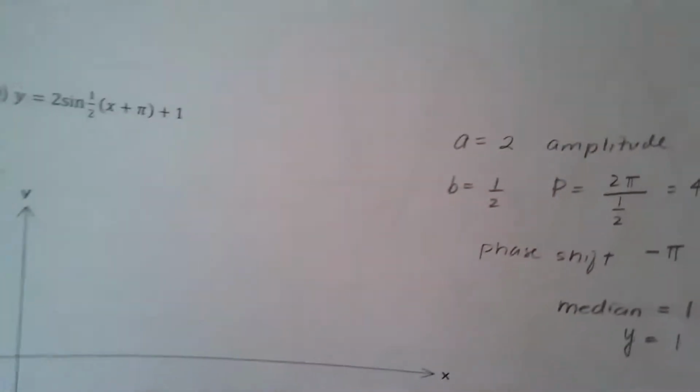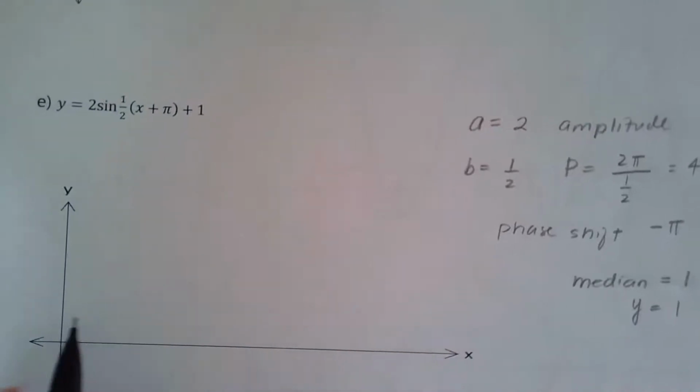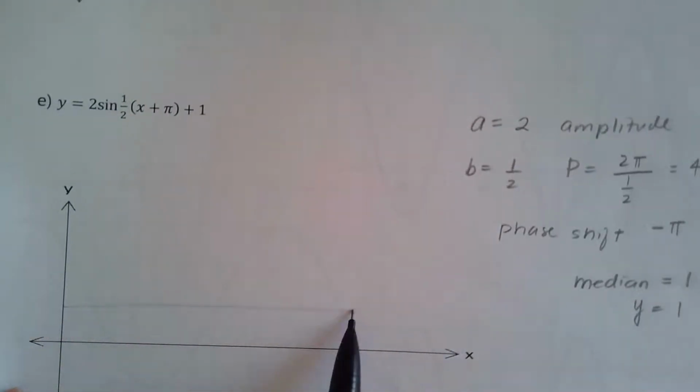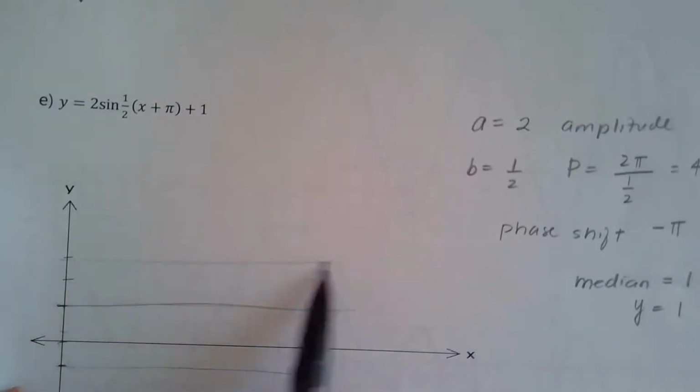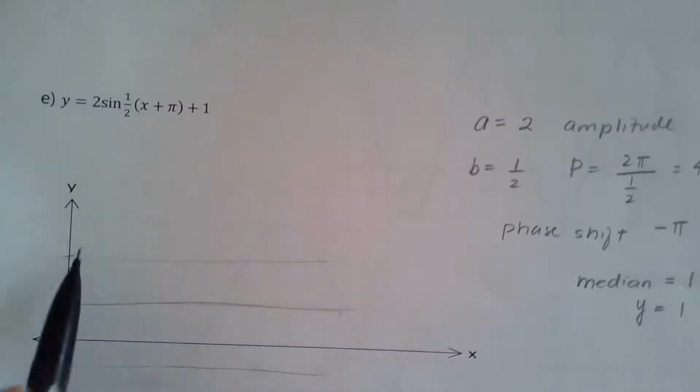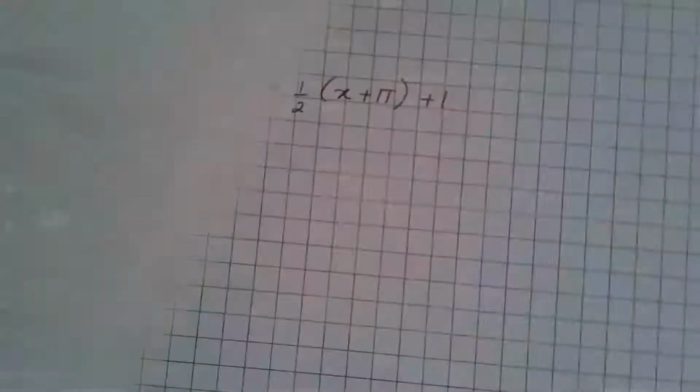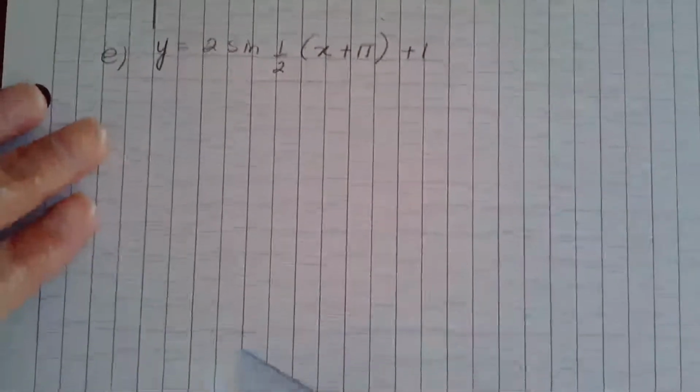In this particular case, I have to move up 1 right there. That's my line right there, our median line. Amplitude is 2, so that's from the median. I've got to go up 1, 2, and then I've got to go down 1, 1, 2, right there. So I'm just trying to plan what my graph is going to be. Okay, let's do that.